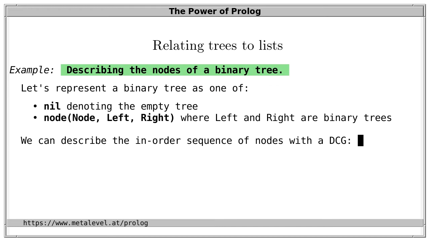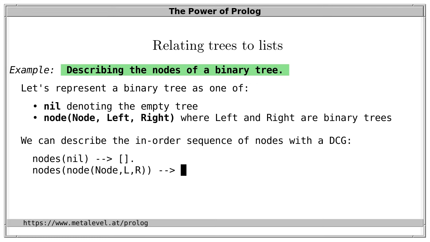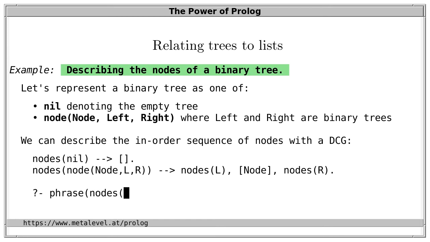And if we have such a tree, then we can, for example, express the in-order sequence of nodes with a DCG. Let's define a non-terminal nodes, because that's what we want to describe, a sequence of nodes, where we say the empty tree, nil, has no nodes, so that's the empty sequence. And second, a tree of this form yields the following sequence of nodes. First, the nodes of the left subtree, then the name of this node, and then the nodes of the right subtree. And now we can ask, for example, what are the nodes of, say, this tree?